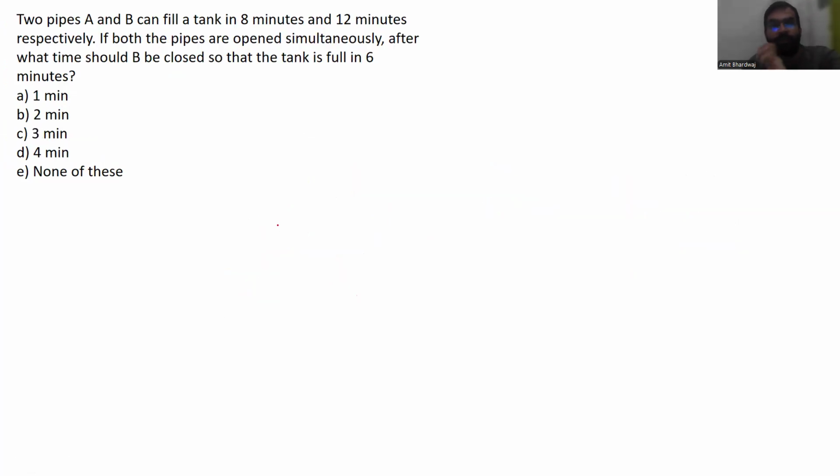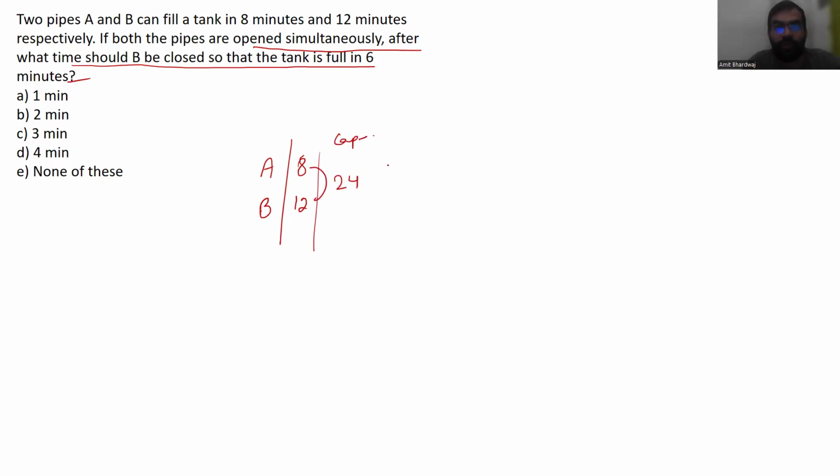Let's move to the next question. Now, two pipes A and B can fill a tank in 8 and 12 minutes. And if both the pipes are opened simultaneously, after what time should B be closed so that the tank is full in 6 minutes? Good question. First, assume the capacity. The same thing I will say. LCM is 24. Efficiency we can easily find out. This is 3 and 2. What actually happened? What is the situation? Both the pipes are open simultaneously, A and B open simultaneously.